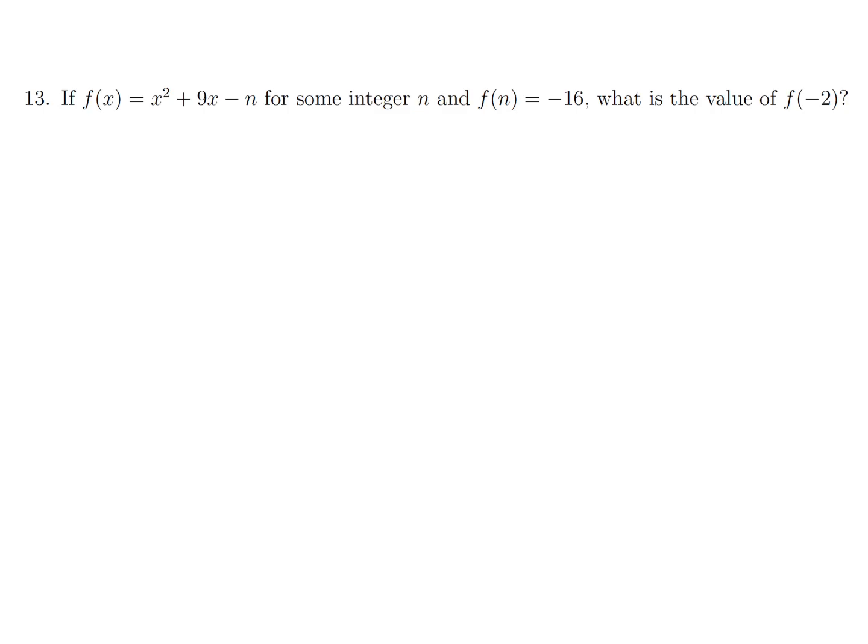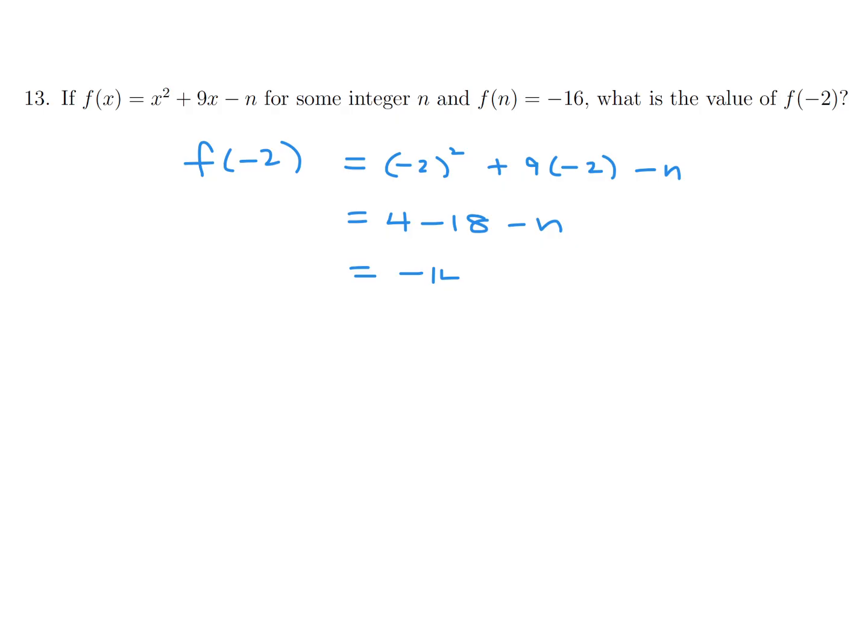If f of x is equal to x squared plus 9x minus n for some positive integer n, and f of n is equal to minus 16, what is the value of f of minus 2? Okay. Well, let's see here. First, let's calculate f of minus 2. So that will be minus 2 squared plus 9 times minus 2 minus n. So that's 4 minus 18 minus n. And that's minus 14 minus n.